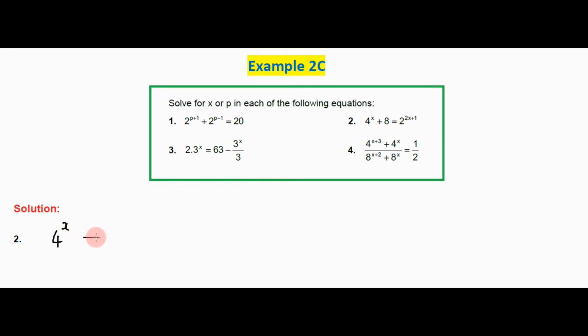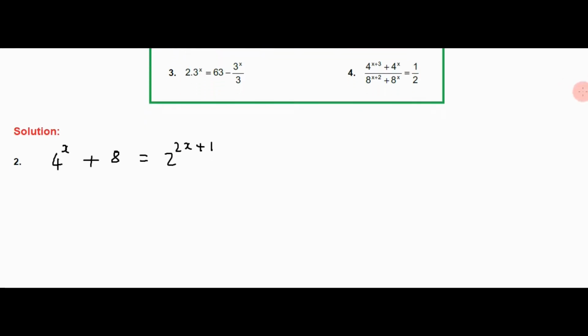In the second equation, we have to solve for x, and we have 4 to the x plus 8 equals 2 to the 2x plus 1. Now, we're going to use prime factors of 4. 4 is 2 squared, so 4 to the x is 2 to the 2x. And then plus 2 cubed. And here we're going to split up the term using this rule again. A to the m plus n is a to the m times a to the n. So it's 2 to the 2x times 2 on the right hand side.